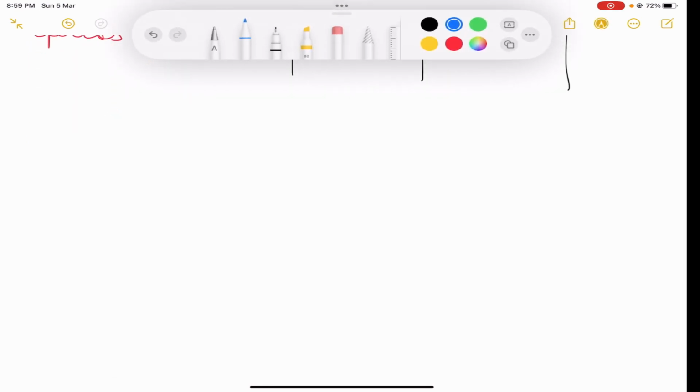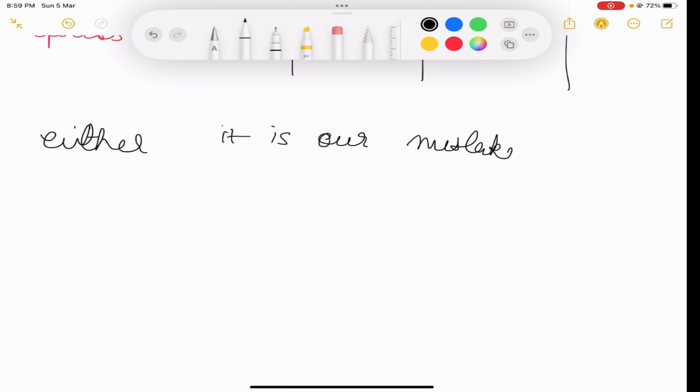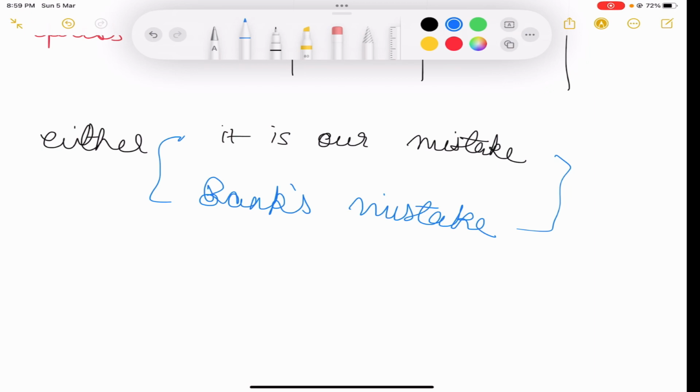Hope that is clear. Now two types of things can happen with transactions. Either it is our mistake, or if it's not our mistake, it is the bank's mistake. These are the two things which can happen. Either I have made a mistake in the cash book, or the bank has made a mistake from its end, which has nothing to do with me. These are the only two possibilities.